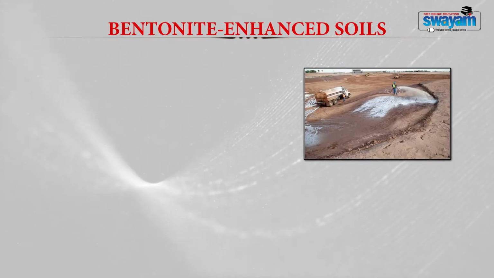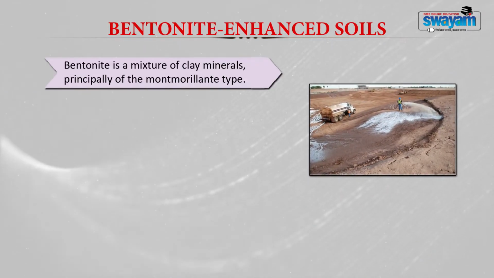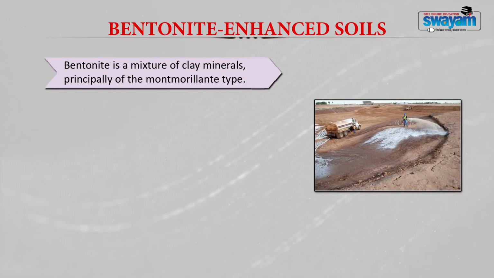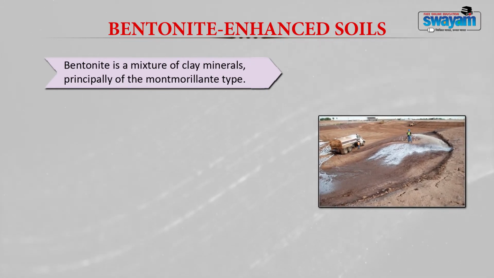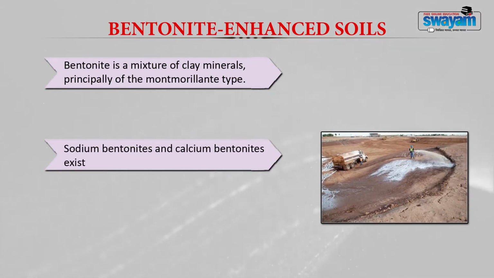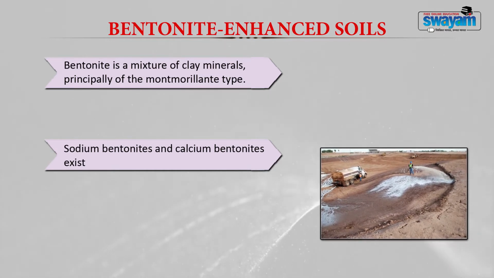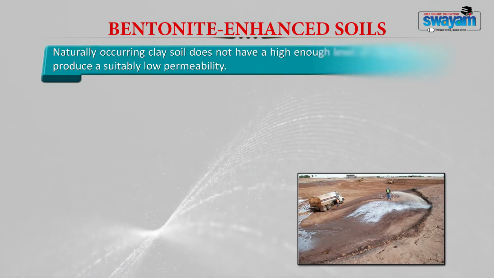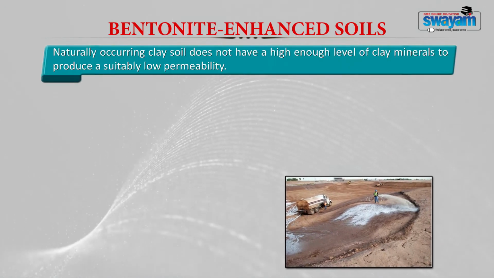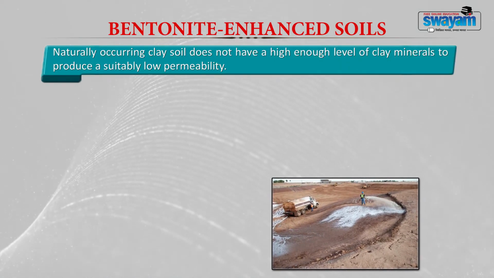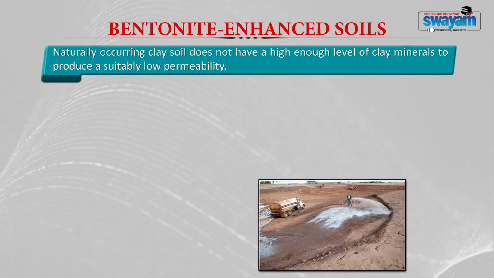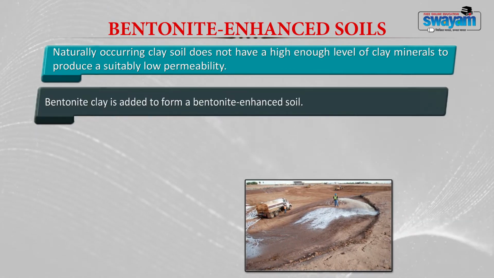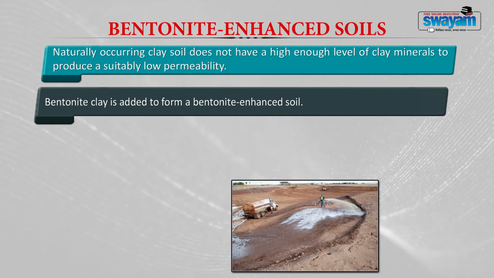Now, you also can use bentonite enhanced soil. Bentonite is a mixture of clay minerals, especially montmorillonite type. Now, you also have sodium bentonite and calcium bentonite type. Sodium form possesses lower permeability, whereas the naturally occurring clay does not have a high enough level of clay mineral to produce suitable low permeability. Bentonite clay is added to form bentonite enhanced soil.